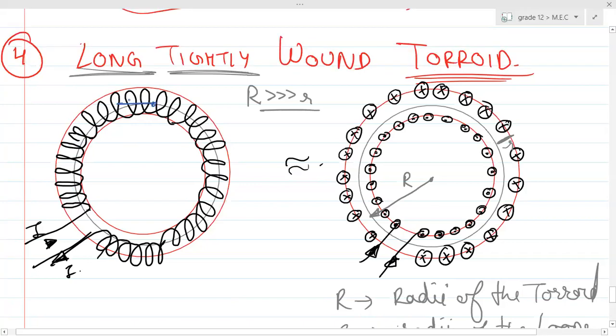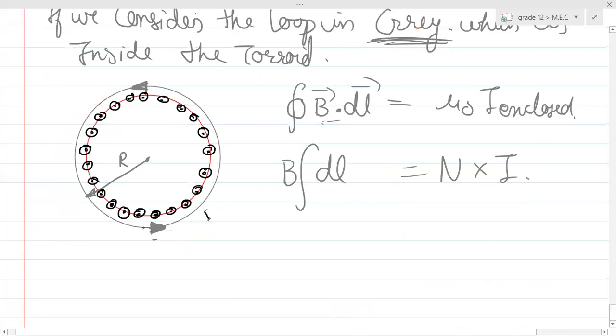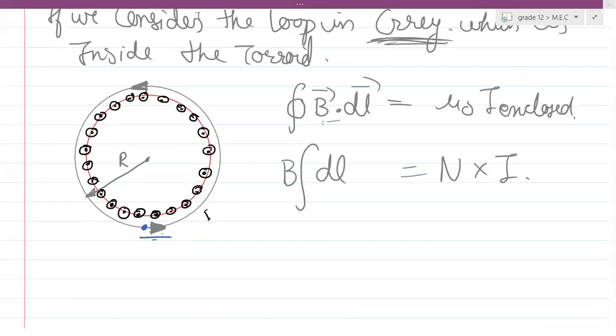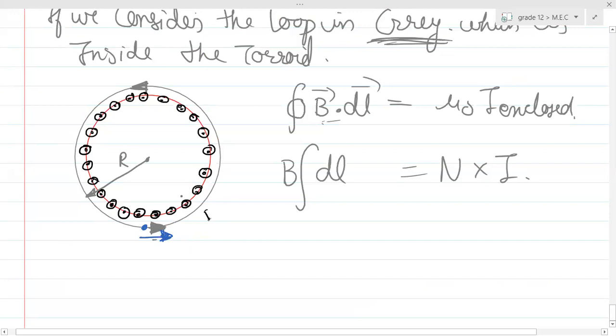So here, what will be the direction of the magnetic field? This will be the direction of the magnetic field, this will be, this will be, and this will be. So at any particular instant, wherever I draw, the dl vector will be like this, and even the magnetic field vector will be like this. So is this clear, guys?